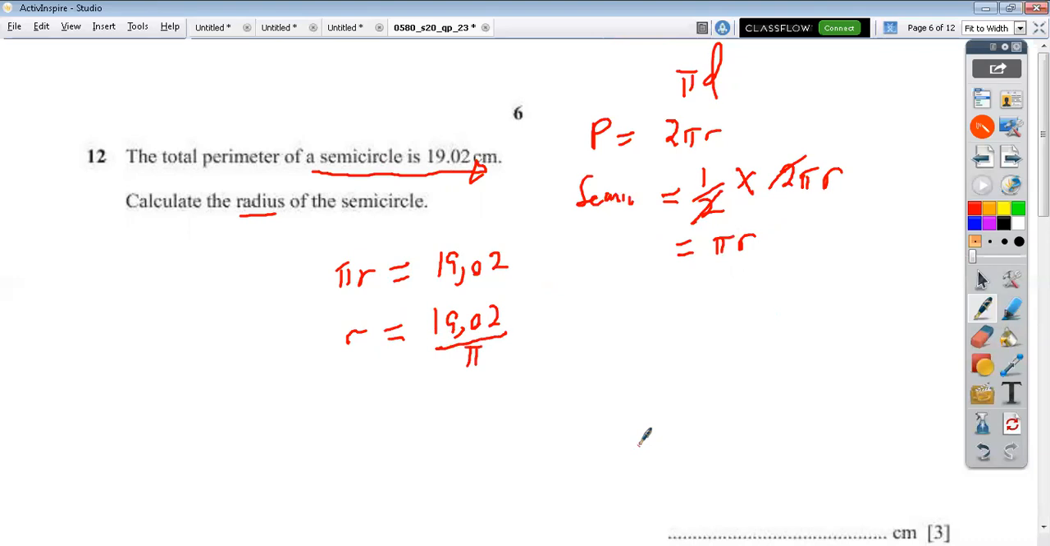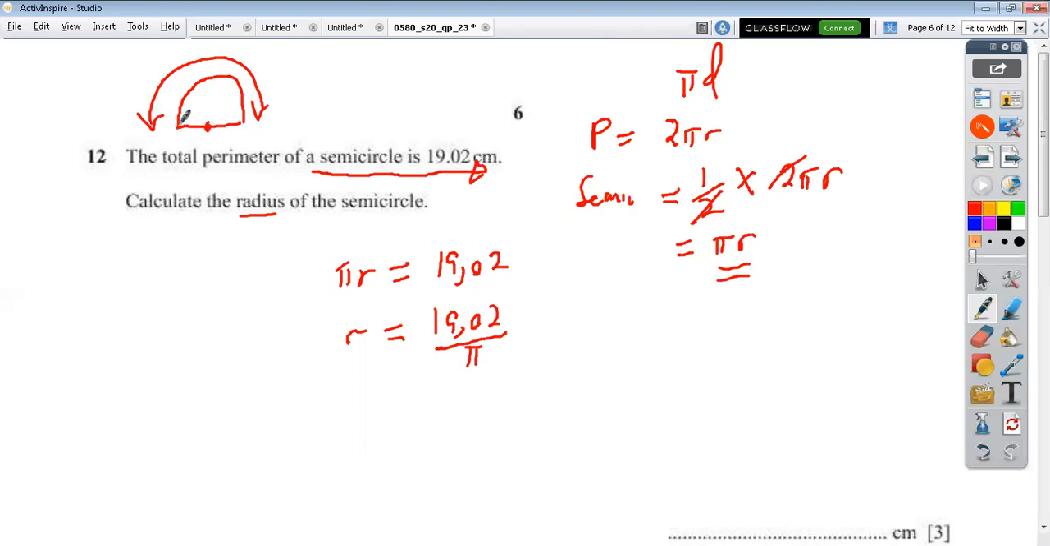6.05. That's not correct. Sorry about that. The perimeter of a semicircle. Perimeter of a semicircle, and you apply it. This formula here is only to find this curve here. Makes sense? Yes, sir.